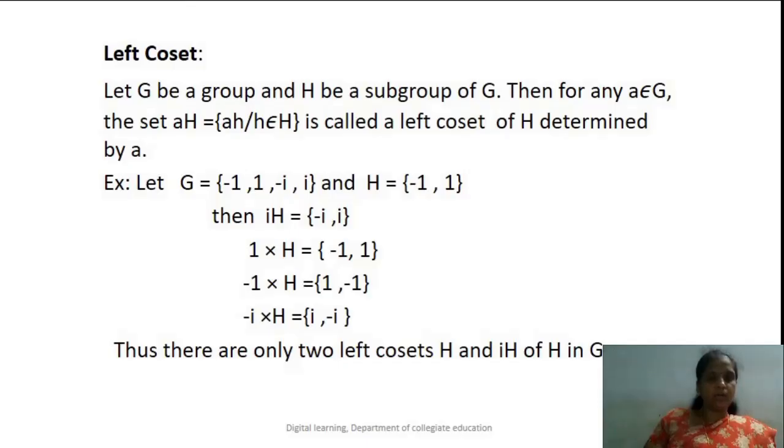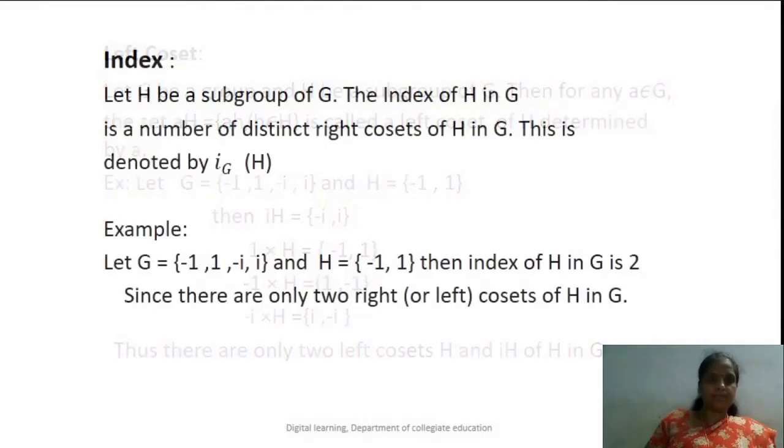But we can't go for the other two, because the first element has to be minus 1 and the second element has to be 1 here, but in those the first element is 1 and the second element is minus 1. So we can't consider these two; we can consider H and iH. These are the two left cosets.